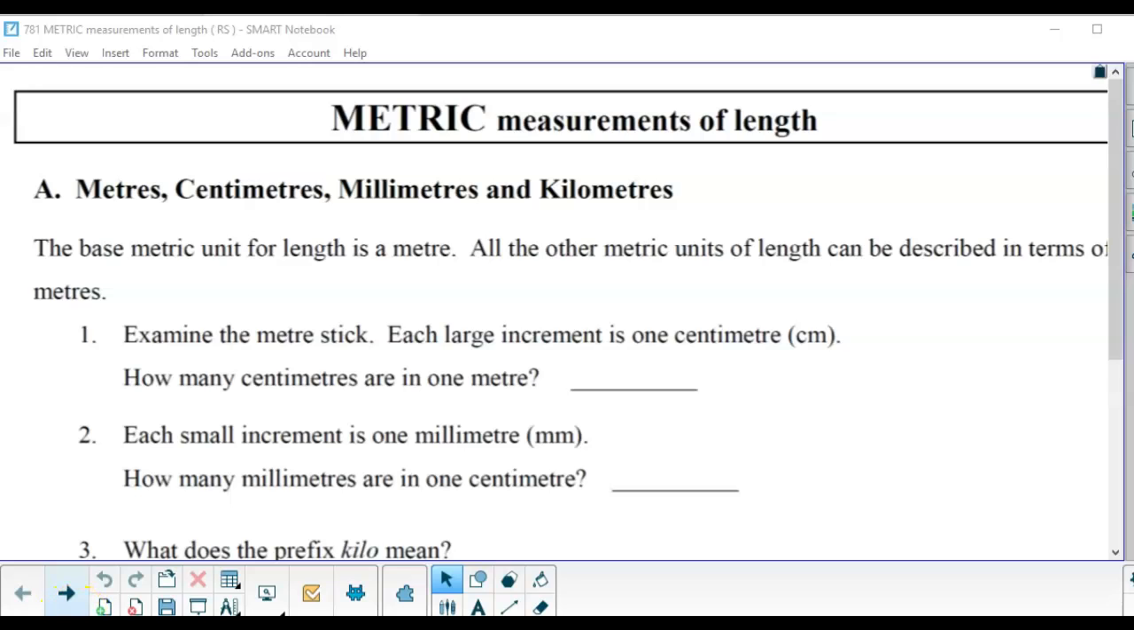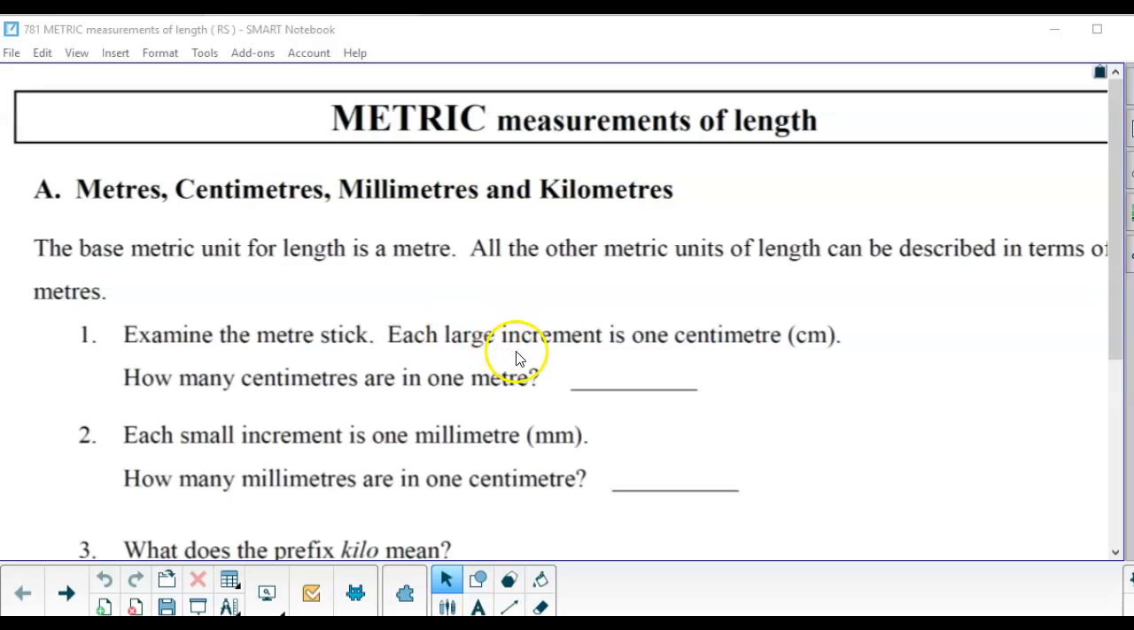Okay, we're going to look at metric measurements of length. So the base metric unit for length is a meter. All other metric units of length are described in terms of meters. So examine the meter stick. Now you won't have that at home, but you've seen one at school.